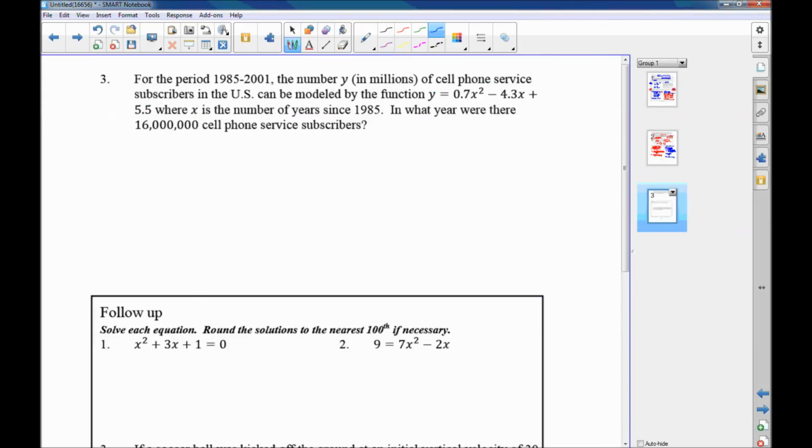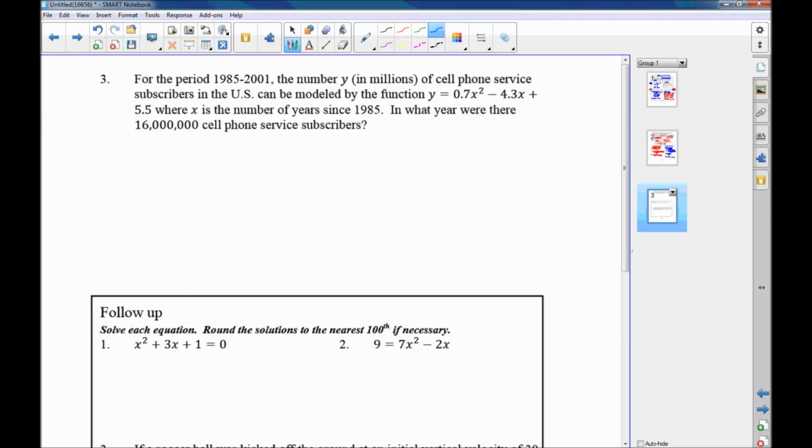All right, let's flip it over. We have one word problem here, and then you get to try a couple yourself. All right. So for the period of 1985 to 2001, the number y in millions of cell phone users, service subscribers in the US, can be modeled by this function: y equals 0.7x squared minus 4.3x plus 5.5. Where x is the time since 1985. So in what year were there 16 million cell phone service subscribers?